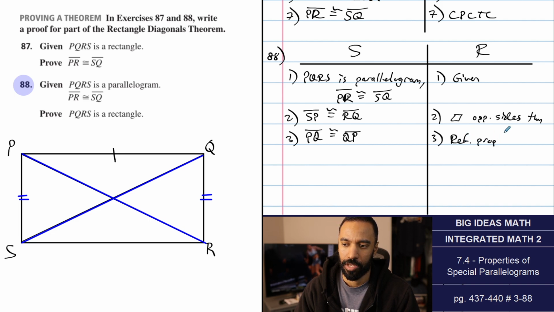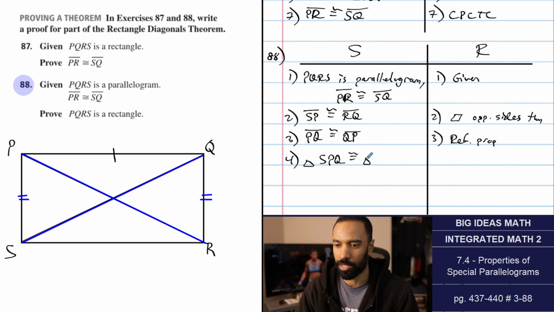Reflexive property. So these two triangles are once again congruent. So I got triangle SPQ congruent to triangle RQP by side this time.